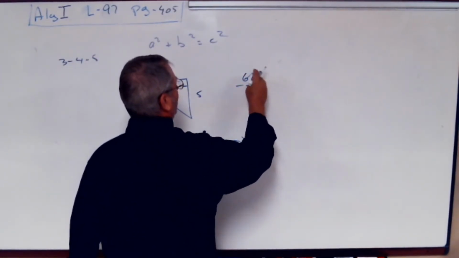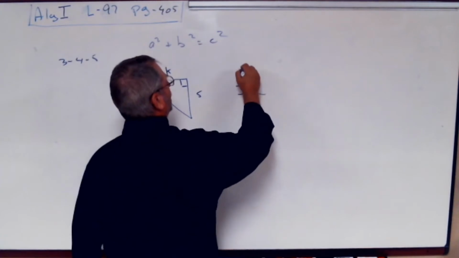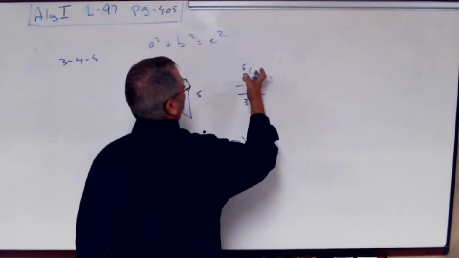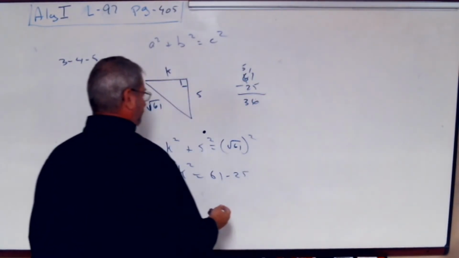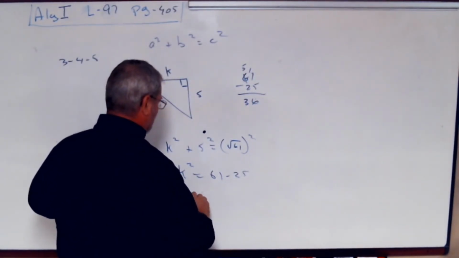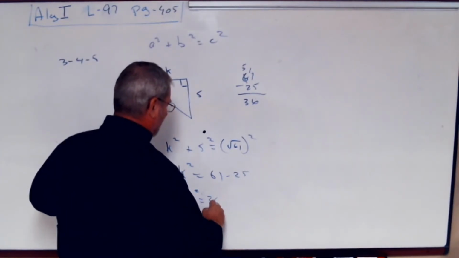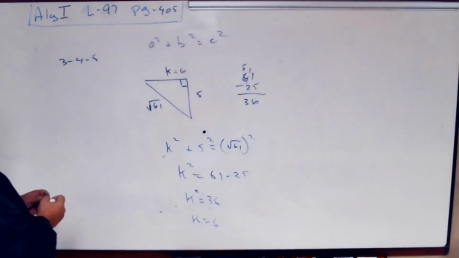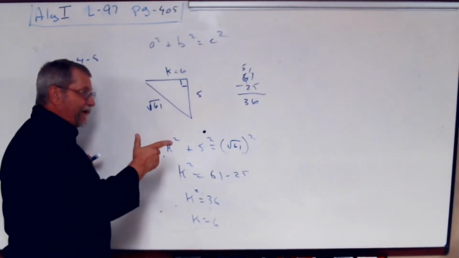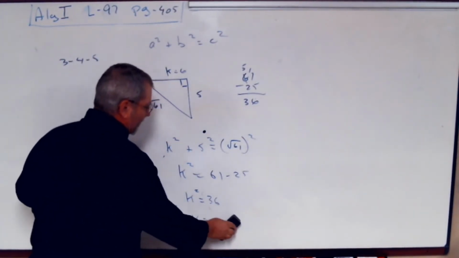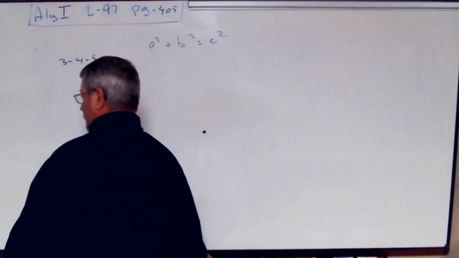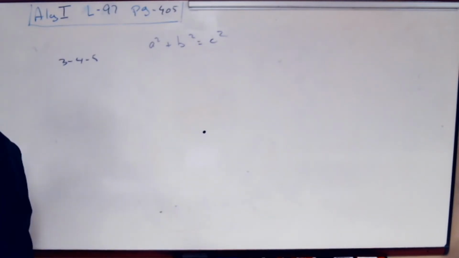61 minus 25. I can't do this. That's 36, all right? So k squared equals 36. K equals 6. So this number is 6. 6, 5, radical 61. All right? Again, not a Pythagorean triple because they're not whole numbers. Doesn't matter where the chips fly. You just have to do what they ask you to do.